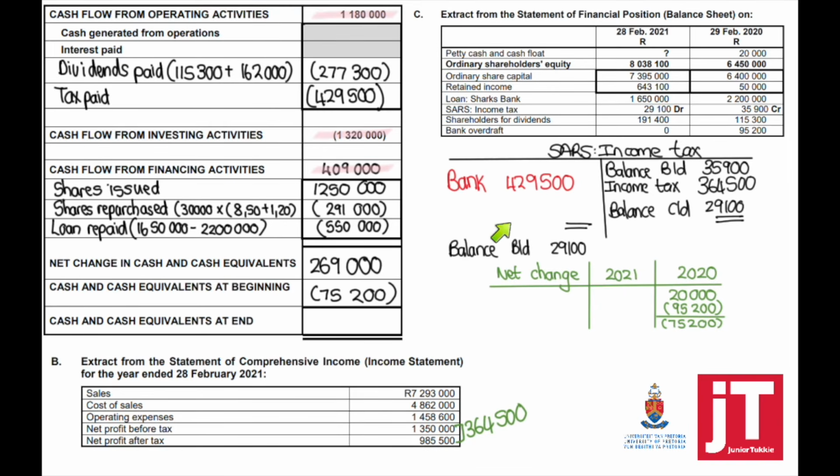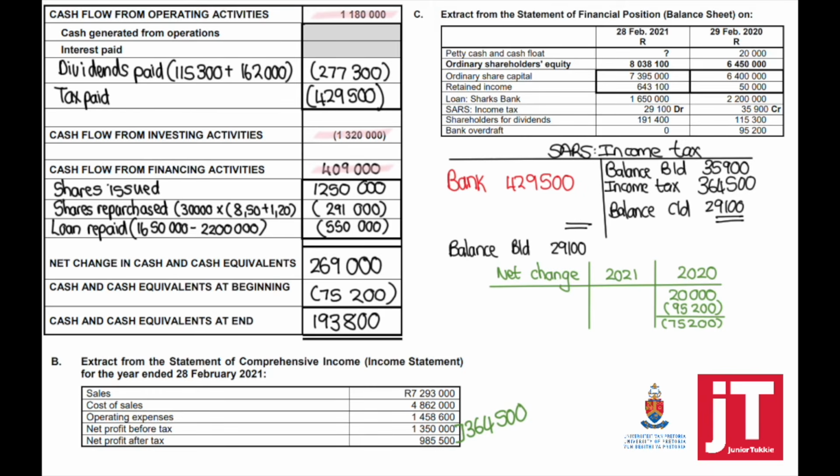Take note that the bank overdraft was zero at the end of this year, but we have a question mark for the petty cash and cash float. This means we need to calculate this. To calculate it, we're going to take 269,000 minus 75,200, and that is my cash and cash equivalents at the end.